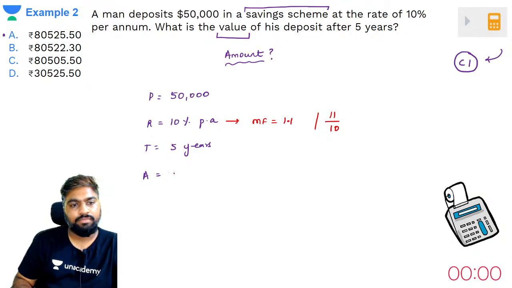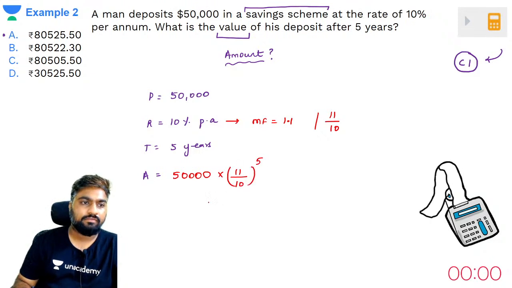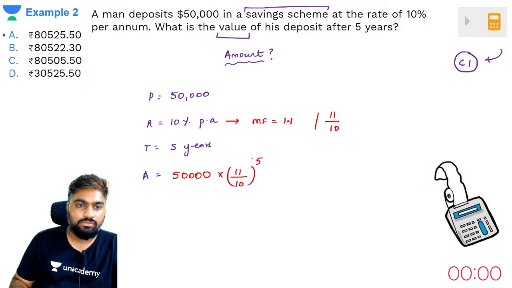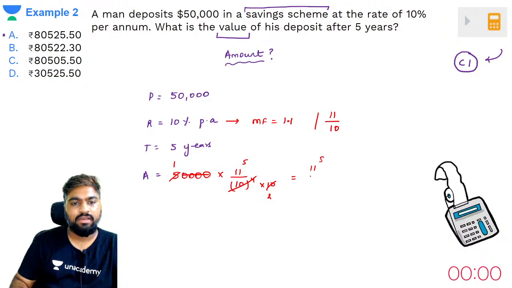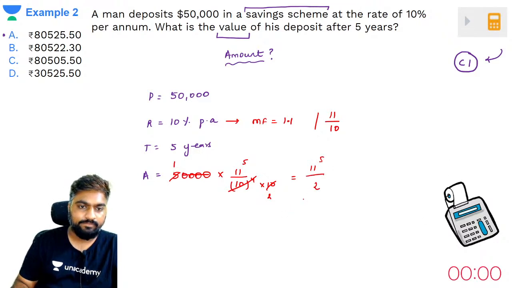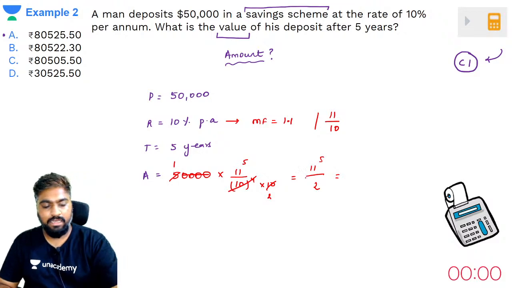तो अमाउंट क्या हो जाएगा? प्रिंसिपल जो कि 50,000 है into 11 by 10 to the power 5, करेक्ट? क्योंकि 5 years है तो 10 to the power 4 तो कैंसिल हो जाएगा, 4 0 यहाँ पे कैंसिल हो गया। यस, दिस इज once, this is twice. So you basically have to find out what 11 power 5 is and divide it by 2. That's it.